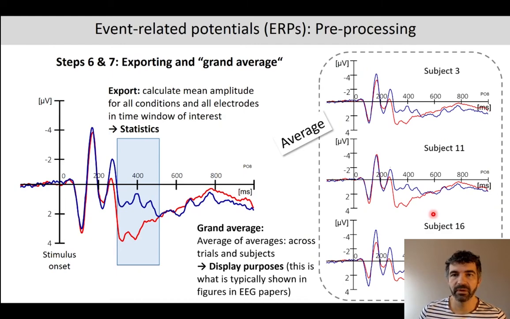So, just to highlight this once more, the statistics are of course done on the event-related potential for each subject, and the grand average, which is across all subjects, is really just for display purposes, so that the reader or someone looking at the data can get an idea of the typical response across all participants in that specific task.